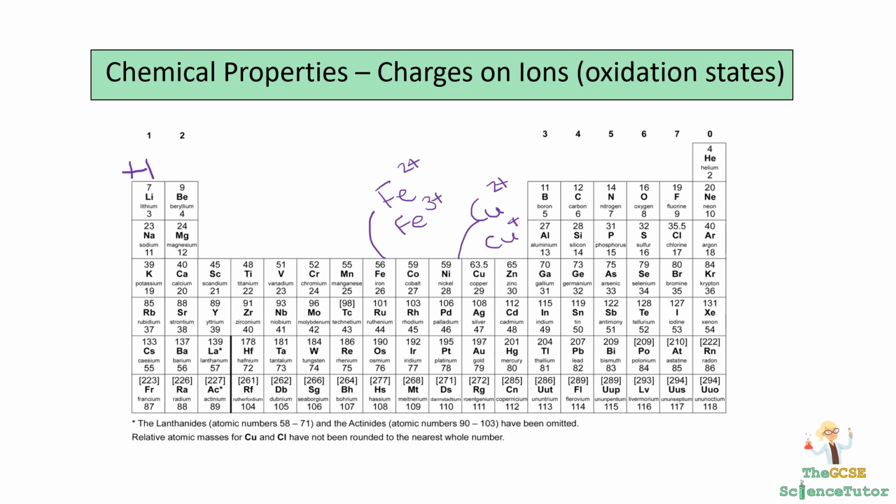Other transition metals can form even more oxidation states. For example, manganese can form a 2+ ion all the way to a 7+ ion. The 2+ ion and the 7+ ion are one of the most common oxidation states, with 3+ and 5+ being the least common.